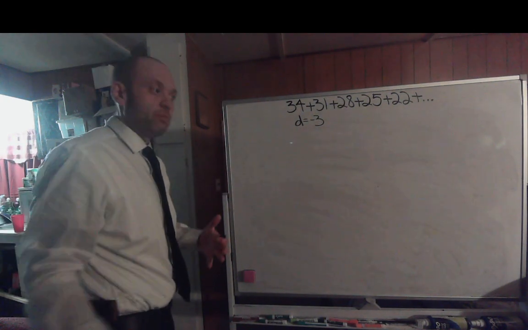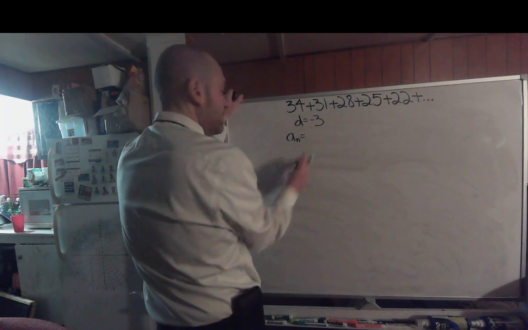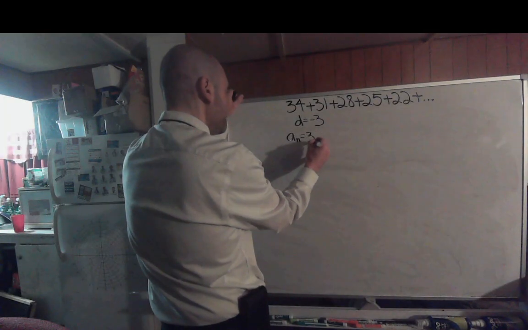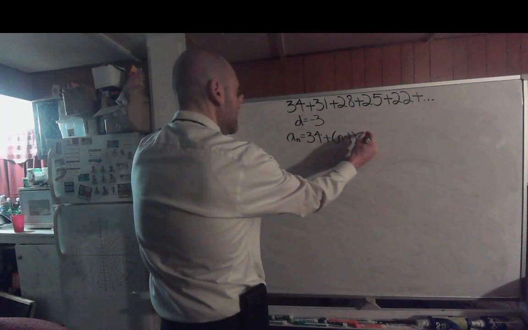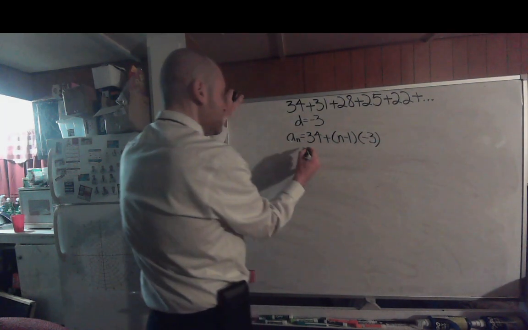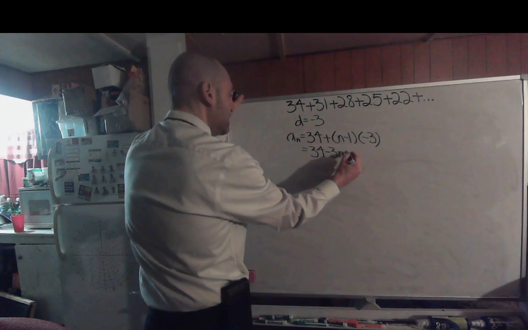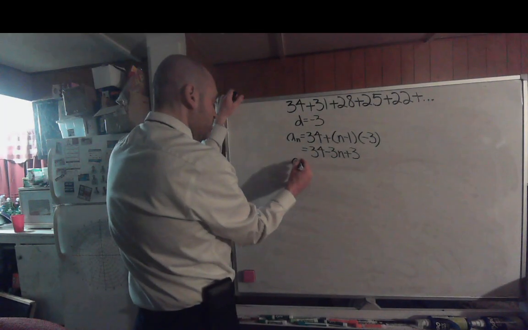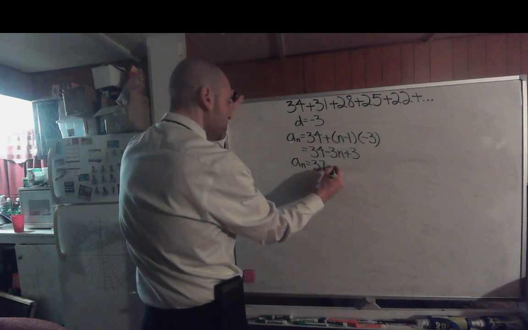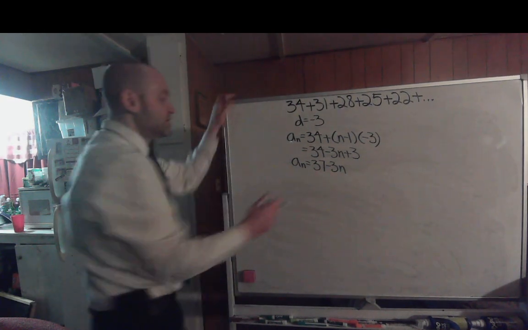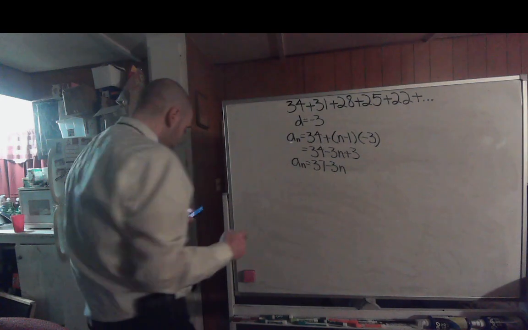Now let's find a formula for the nth term of the sequence. So a sub n would equal your a sub 1, which is 34, plus the quantity of n minus 1 times negative 3, which would simplify into 34 minus 3n plus 3, which means the formula for the nth term of the sequence would be 37 minus 3n. So there is the formula for the nth term of the sequence, 37 minus 3n.